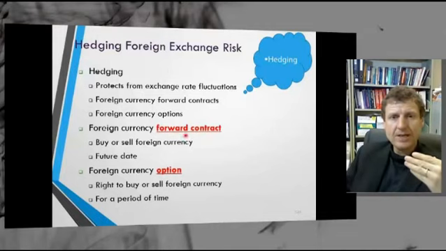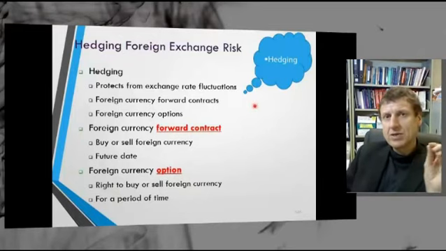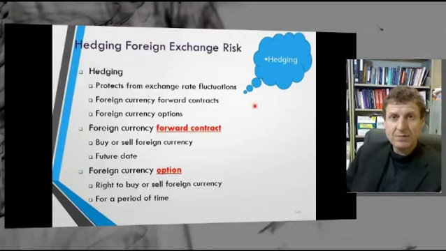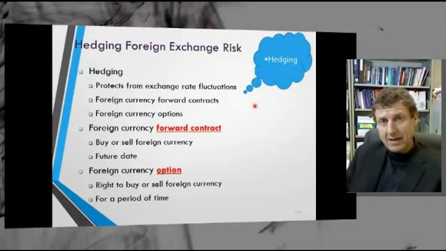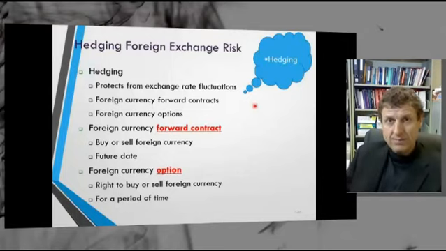There's a forward contract, which is a contract to buy or sell foreign currency at a future date, or there's a foreign currency option where you have a right to buy or sell a foreign currency for a period of time. This is what we mean by hedging. So remember, Joe lost 20,000 US dollars because the peso went from being able to purchase 11 cents for each peso down to 9 cents per peso over the 3-month period. $20,000 US loss on a 1 million peso contract.